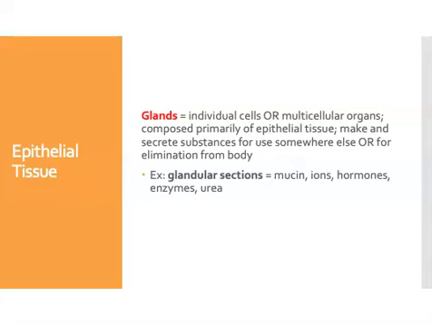Now, when it comes to the kinds of things that glands secrete, there's an amazing range of substances. Everything from mucin to various ions to different types of hormones to all different kinds of enzymes, waste products like urea. The list goes on and on and on.